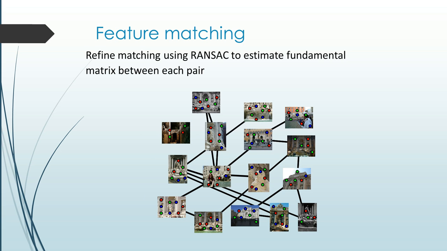Once we have this, we need to refine the matching, because sometimes those features make mistakes and match to other features that do not correspond to each other. This is a problem that needs to be fixed, and we refine the feature matching using a different algorithm called RANSAC. This RANSAC is used to estimate the fundamental matrix between each pair of images. So let me explain how this is done.